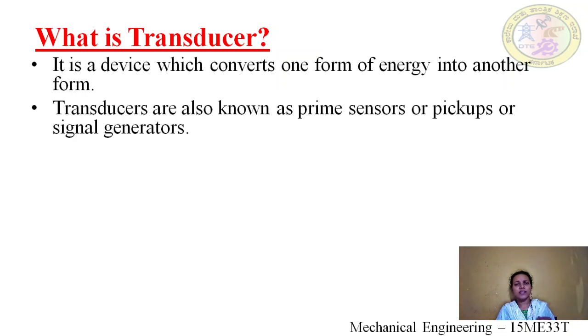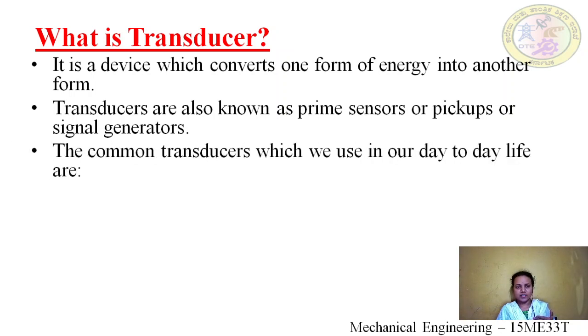A transducer is also known as a prime sensor, pickup and signal generator. So these are three other names for a transducer. In day-to-day life, there are some examples of transducers. Number one, as I said, the microphone. What is happening in a microphone? The sound signal is converted into an electrical signal. Take one more example, the loudspeaker. What's happening in a loudspeaker? The electrical signal is converted into a sound signal.